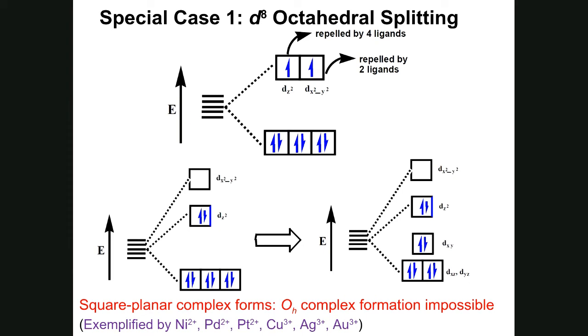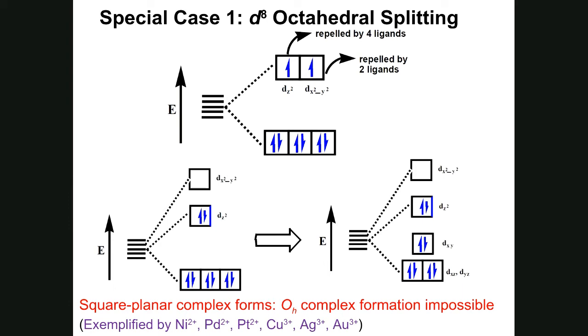So I would like just to look at certain electron configurations that are really unique. They are a class of their own. This is why the slides are titled special case 1, special case 2, and so on. There are those d electron configurations that are not susceptible to the ligand field strength.